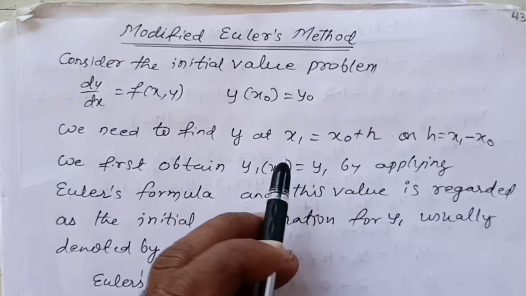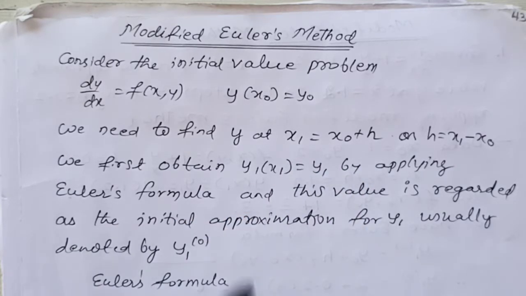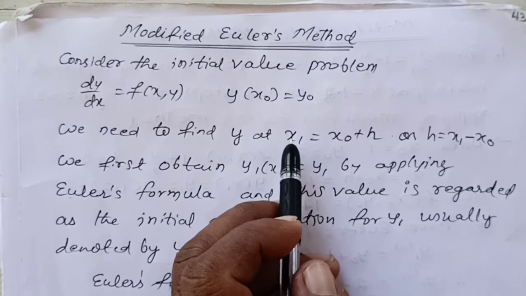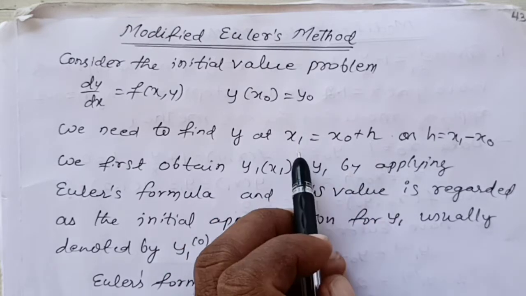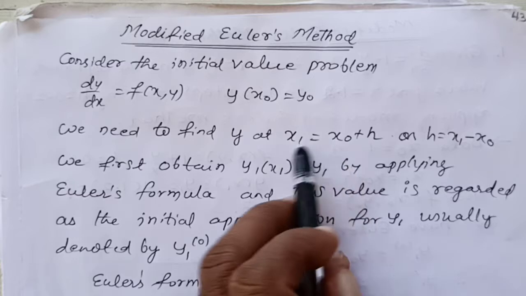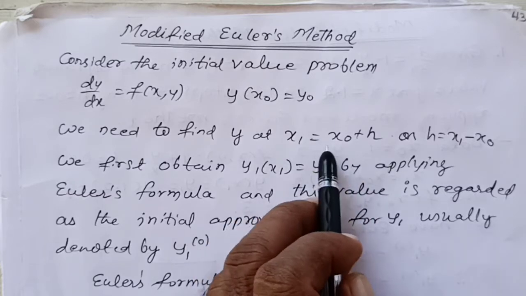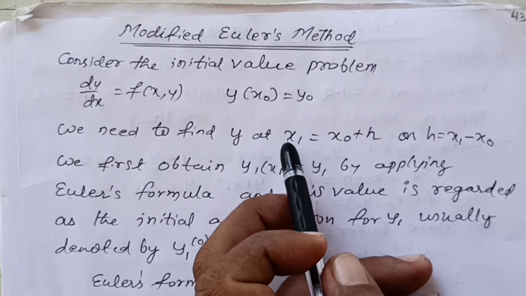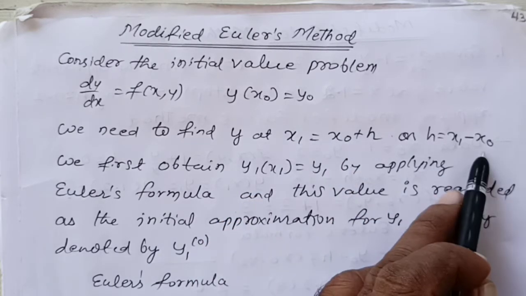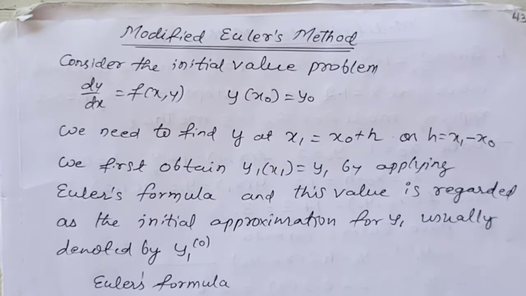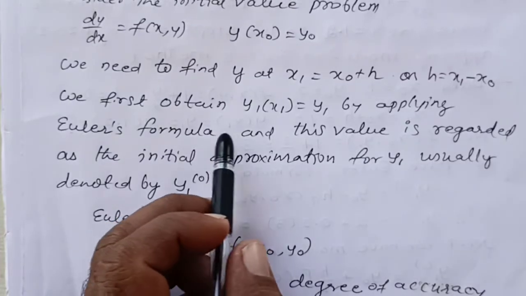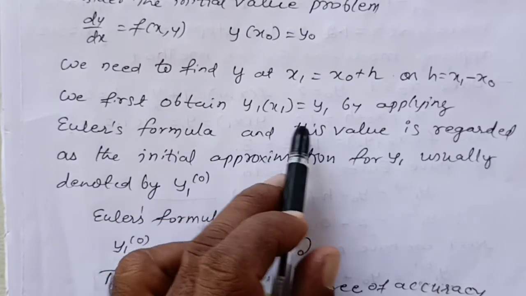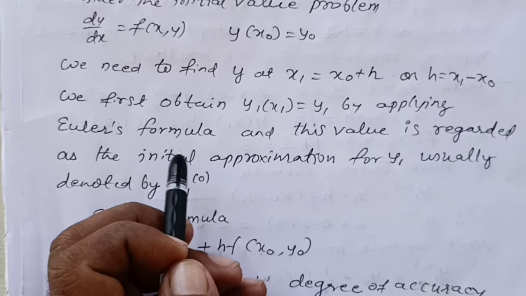One more important point: in examples, in problems, if h is not given, we have to find it using x1 is equal to x naught plus h, or h is equal to x1 minus x naught. We first obtain y1 at x1 by applying Euler's formula.